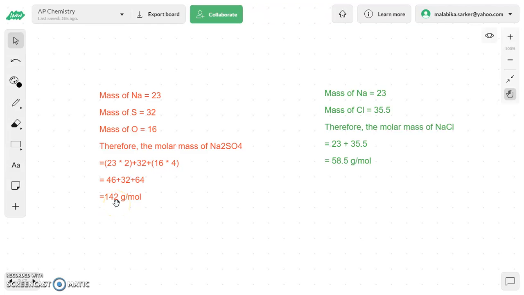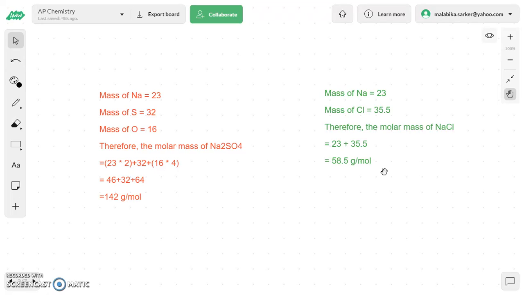This is the molar mass of sodium sulfate. And if I calculate it the same way, we get the molar mass of sodium chloride as this. So it is 142 grams per mole for sodium sulfate, and for sodium chloride it is 58.5 grams per mole. So definitely, sodium sulfate has a higher molar mass than sodium chloride.